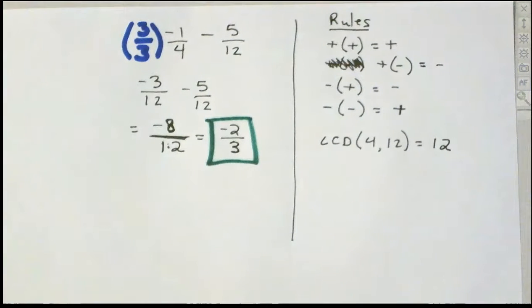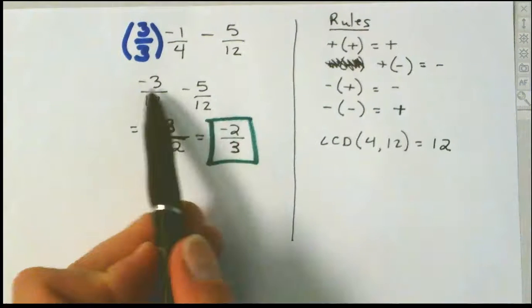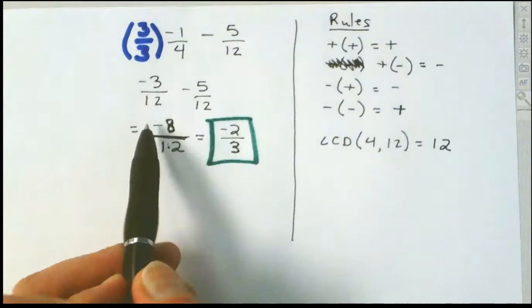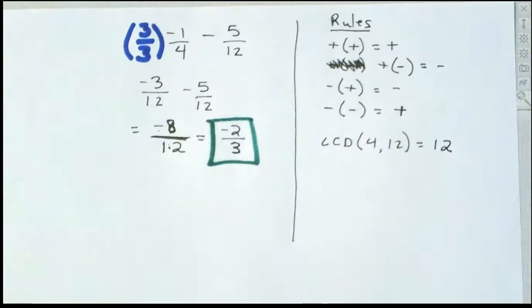So we got our common denominators, we put them together. And remember, when they're both negative like this without parentheses, we just combine them across. These add together, bring down the negative sign. And that was question 24.